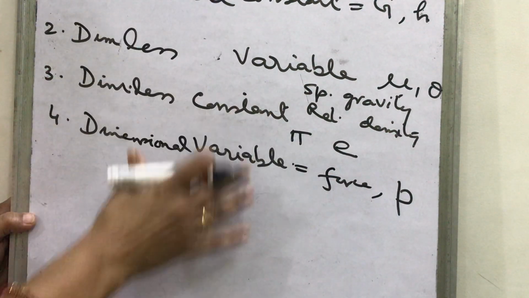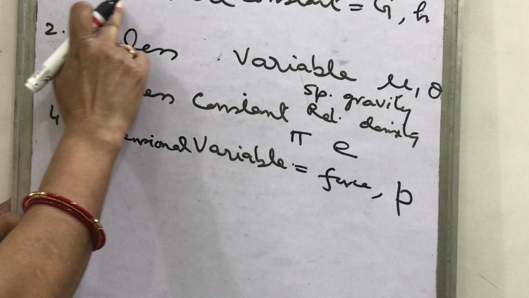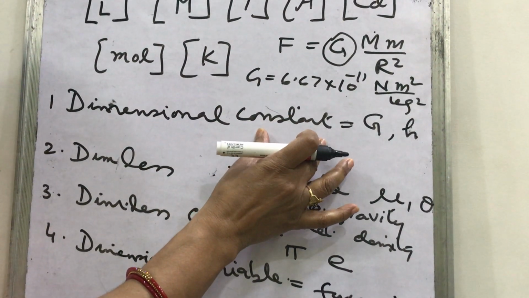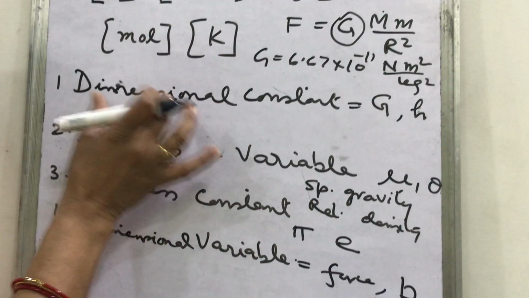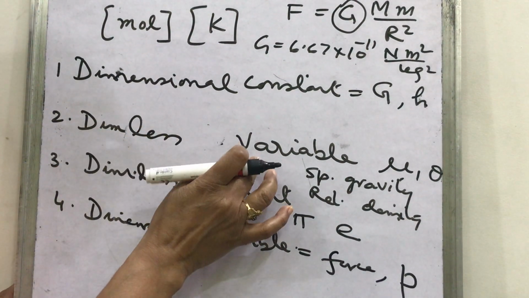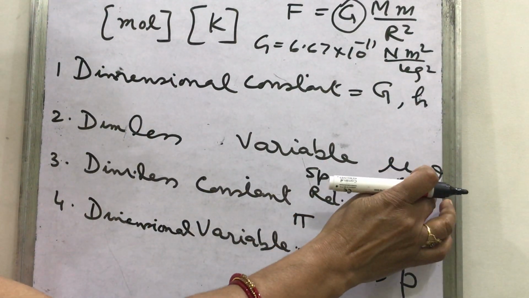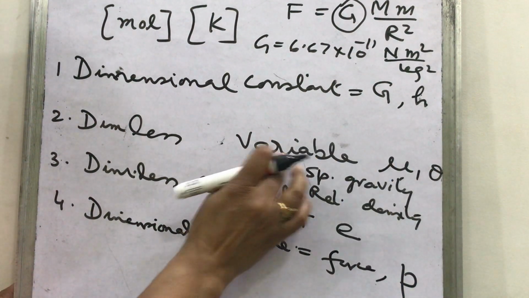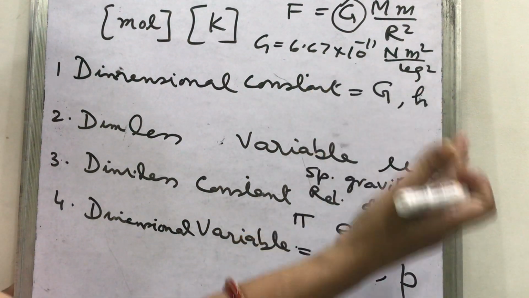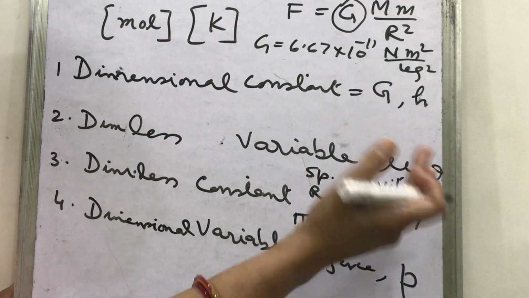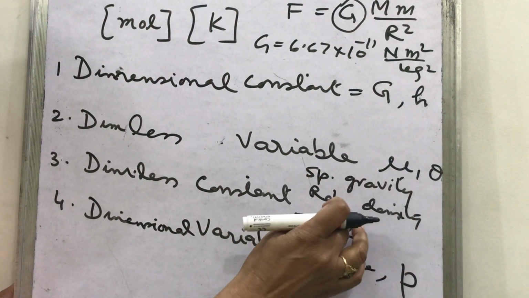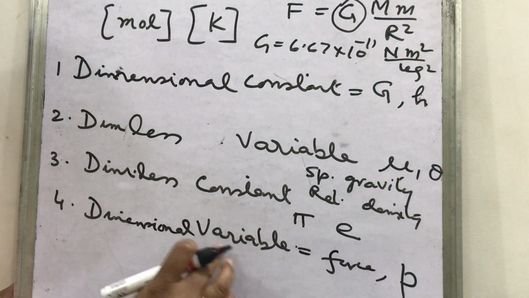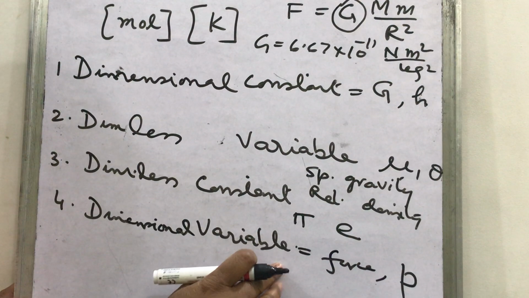I am repeating again: dimensional constants are constant in magnitude always, and they have dimension. Dimensionless variables don't have a unit, like angle, arc upon radius, no unit, no dimension, but it varies: 60-degree angle, 90-degree angle, similarly mu of different substances, specific gravity, relative density. Third, dimensionless constant, and fourth, dimensional variable.